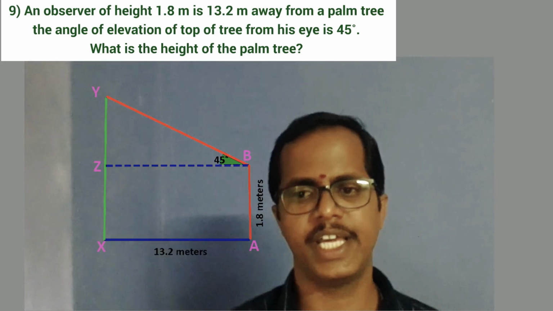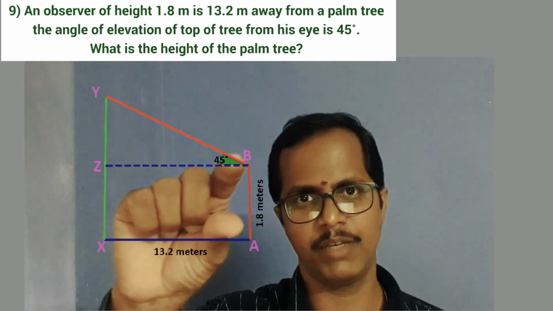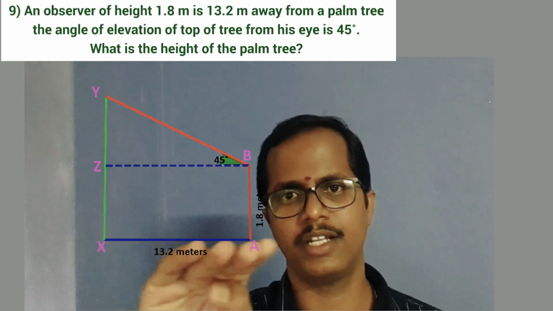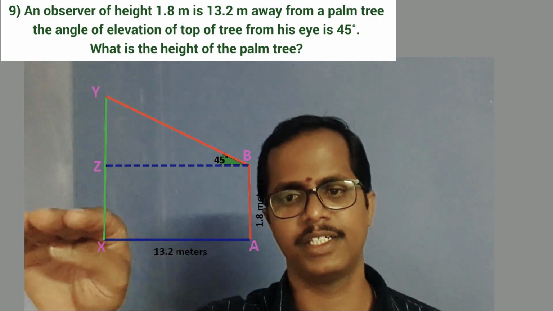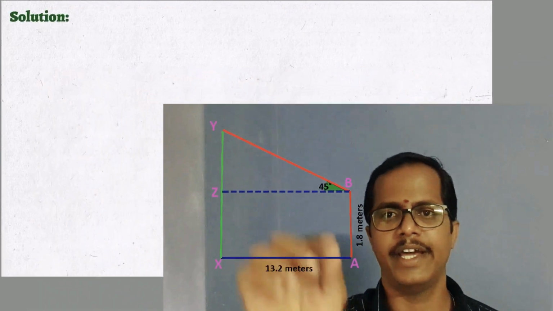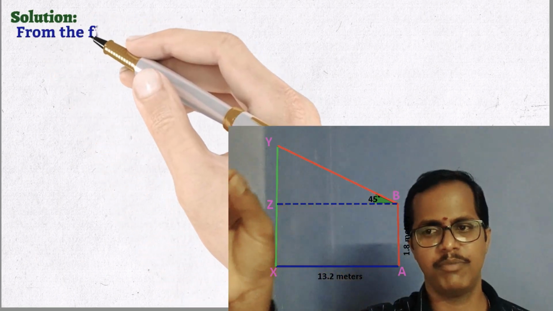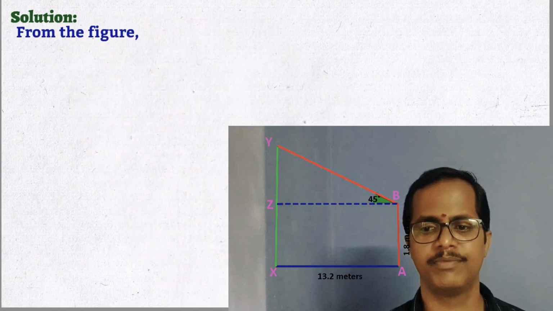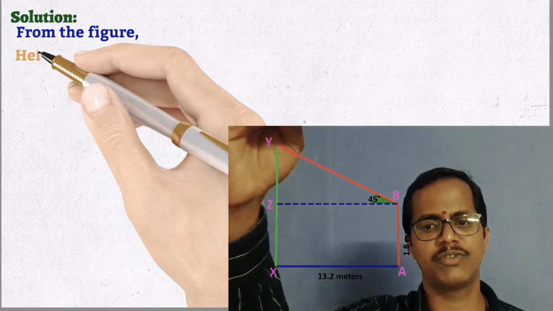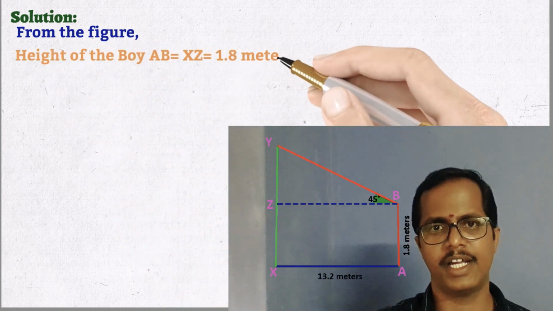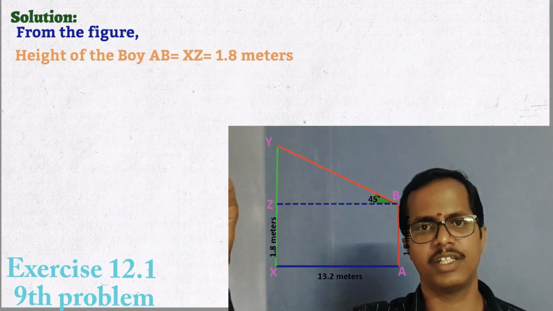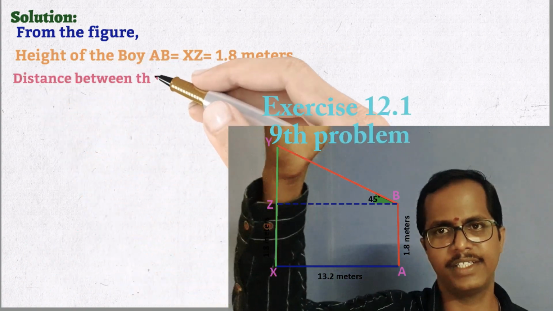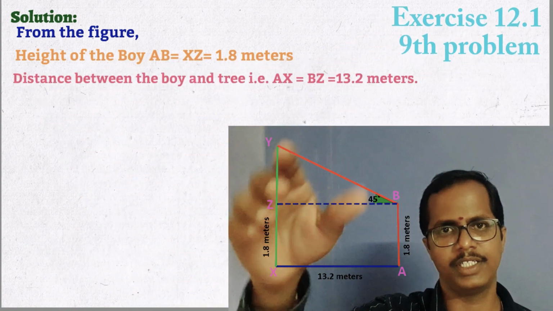Now if we observe this diagram, we have the length of AB, that is 1.8 meters, and also we have the length of AX, that is 13.2 meters. The vertical lines AB and XY are perpendicular to the ground. Hence this quadrilateral ABZX is a rectangle. So we can write AX equals BZ, and also we can write the length of AB equals the length of XZ.